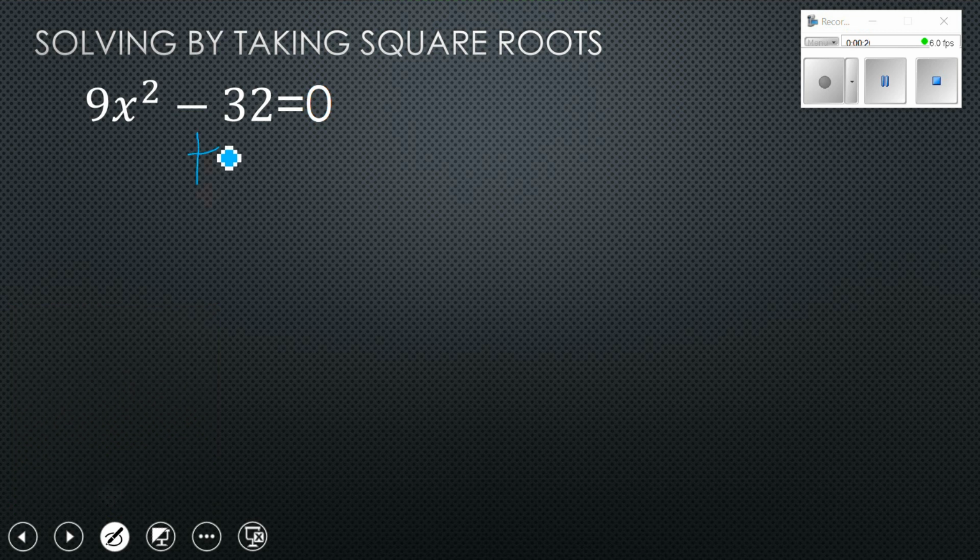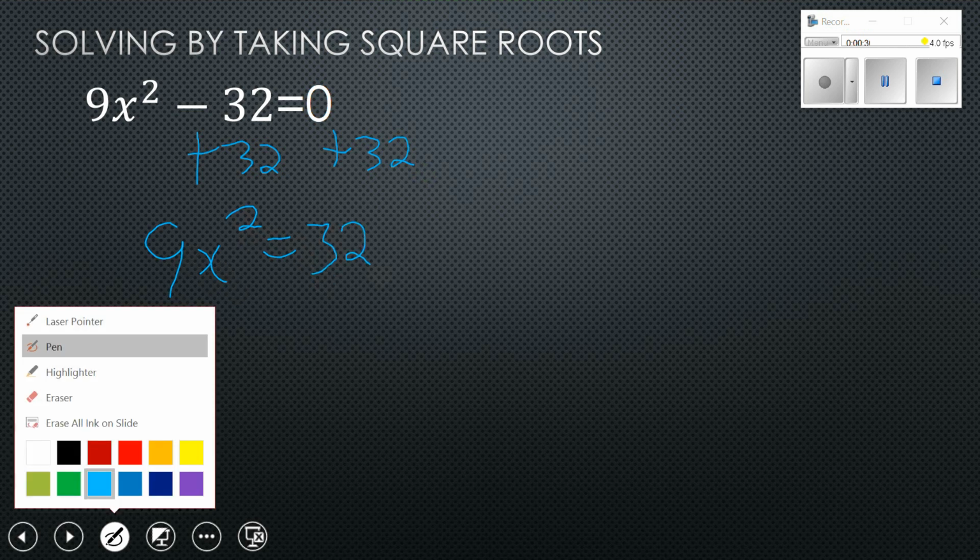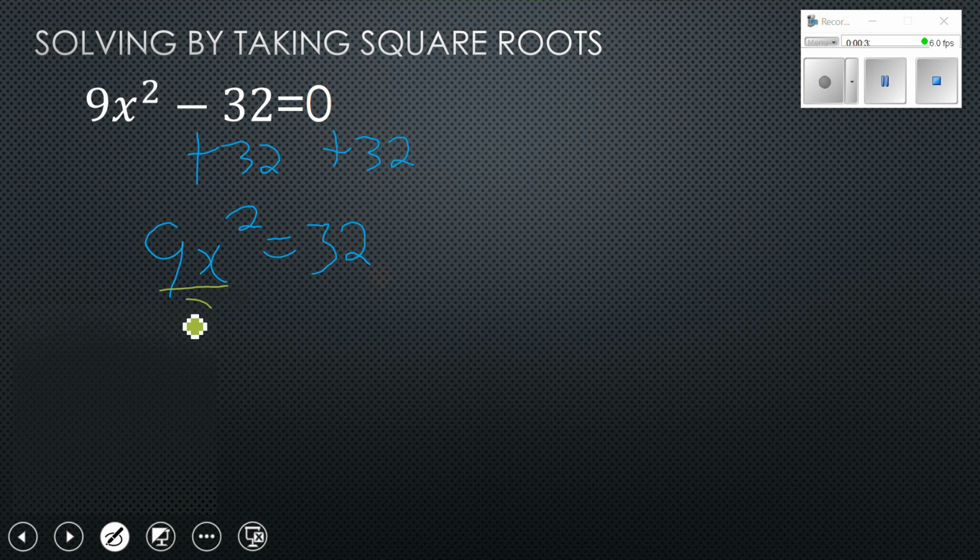So our first step is going to be to add 32 to both sides here. And we're going to get 9x squared equals 32. At this stage we want to divide by 9. Again, we're trying to get x squared isolated. So we have x squared equals 32 over 9.